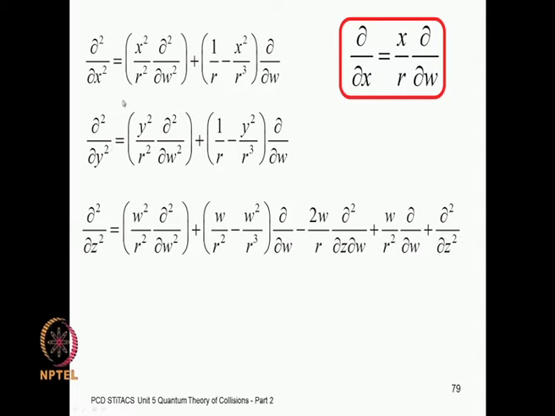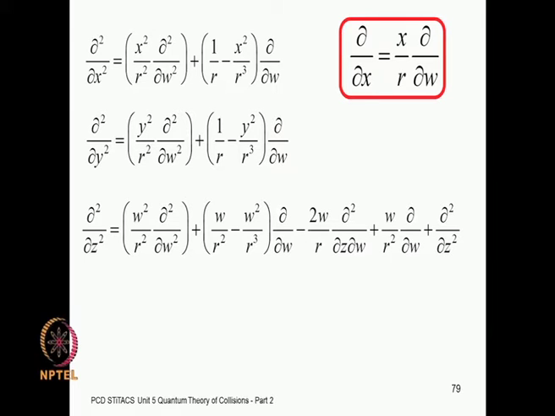So, all the derivatives with respect to x, y and z are now expressed in terms of derivatives with respect to z and w. So, z, w, phi, these are the three independent degrees of freedom, and your partial derivatives with respect to x, y, z are written in terms of partial derivatives with respect to w or z. Okay. The dependence on phi has already been taken care of by the symmetry of the interaction itself.